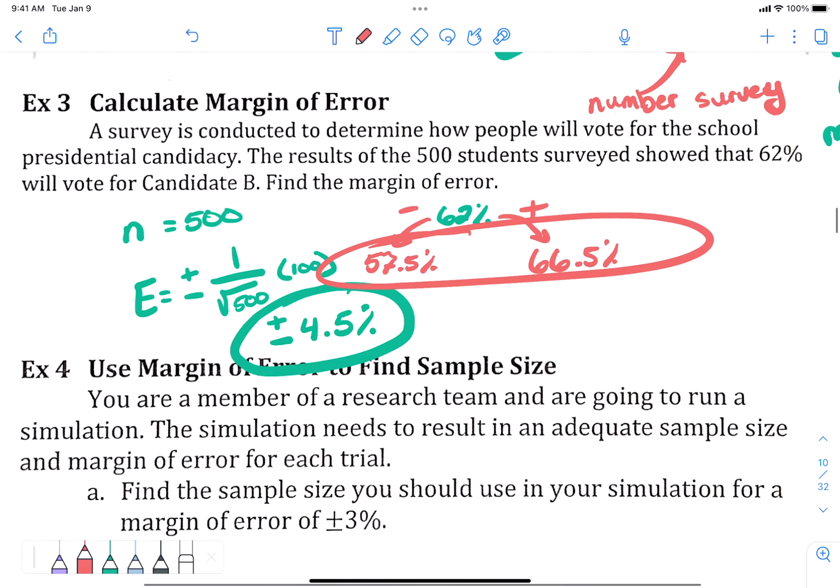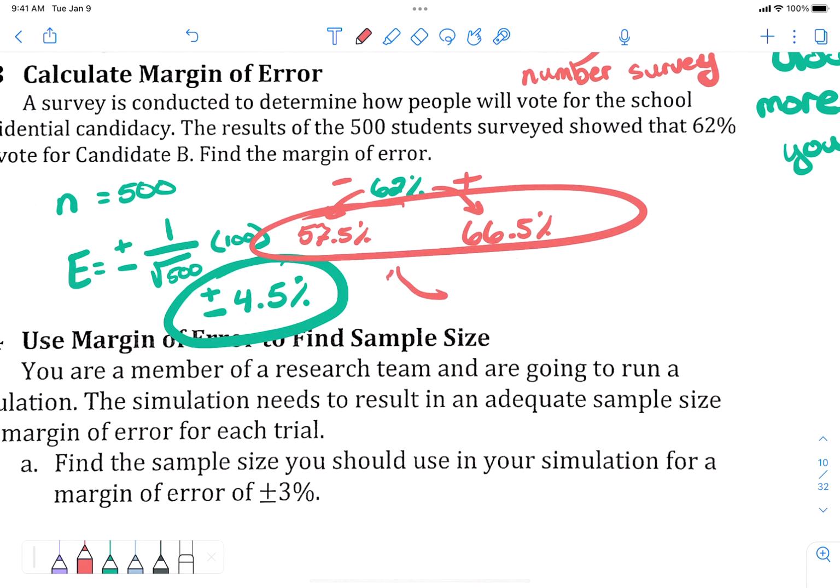Yes. Now, this group was a lot closer together than what we had for the blue eyes. Why? Because there's more that we're surveying. We surveyed more people, so we are more accurate, right? Yes? Makes sense? Okay?